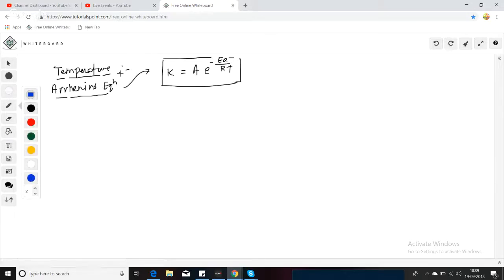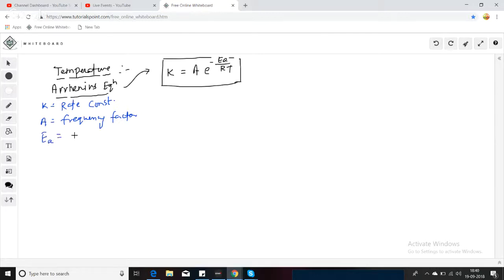What is K here? K is the rate constant. This is very important. You will get many questions from this particular expression. K is the rate constant. A is the frequency factor. It is constant. EA is the energy.